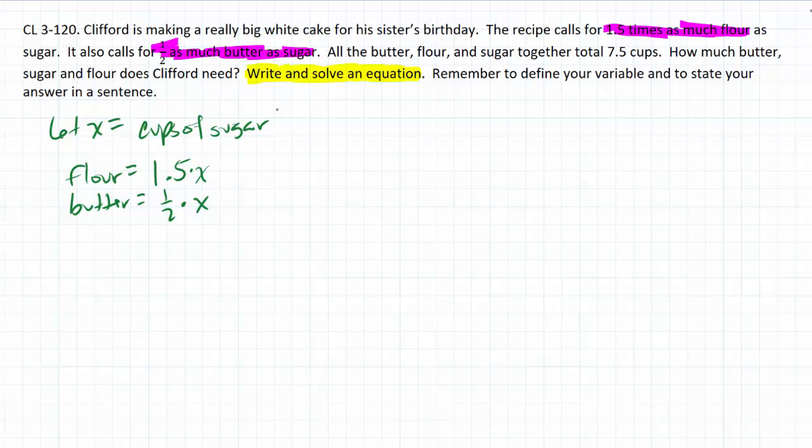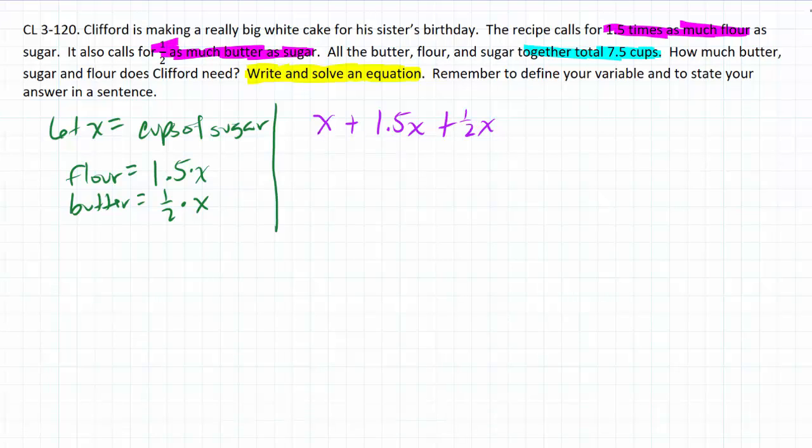It's really important we start by defining the variable. Then we can make an equation from this. We know the total together is 7.5 cups. So if we add together the sugar, the flour, and the butter, all three items, we'll have a total of 7.5 cups of ingredients. So for the equation, we're going to add the sugar, add the flour, and add the butter.